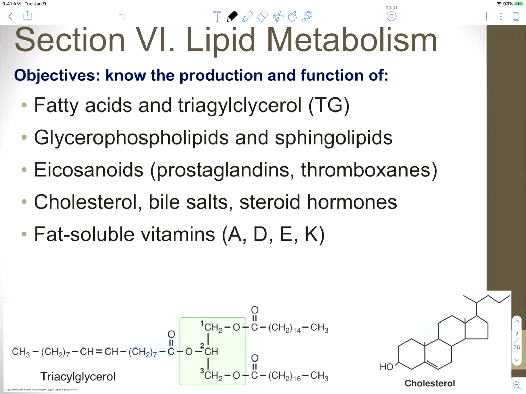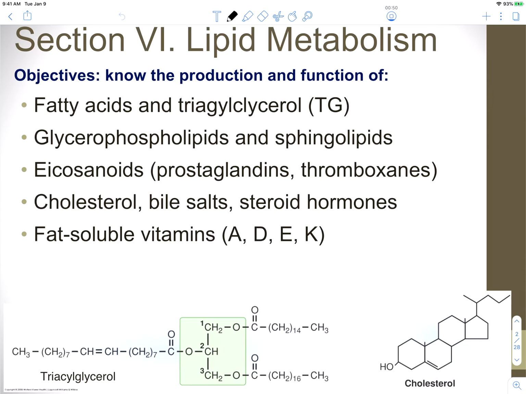So when we have excess fuels, your liver is going to take some of those sugar molecules and build fat from it. And then those, of course, will be stored for future use. We are also going to talk about the different glycerophospholipids and sphingolipids, not only how they're made, but actually what their functions are and their importance.